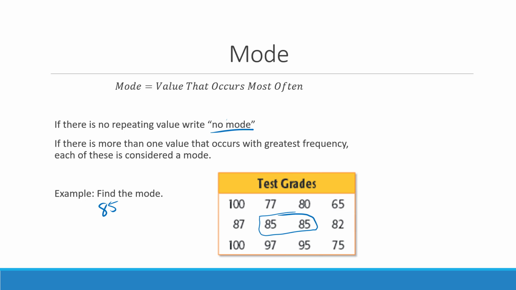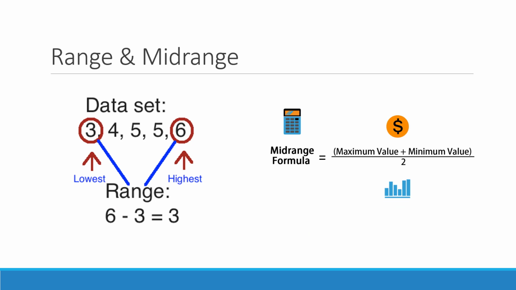Now let's just say, for example, hypothetically, that there had been another 65 here. If the numbers both repeat twice, then we would have written both the modes. We would have said 85 and 65 would have been our mode. Let's say hypothetically though there had been another 65. Now if this one repeats 3 times and this one only repeats twice, then 65 would be our mode because that's the number that repeats the most often.